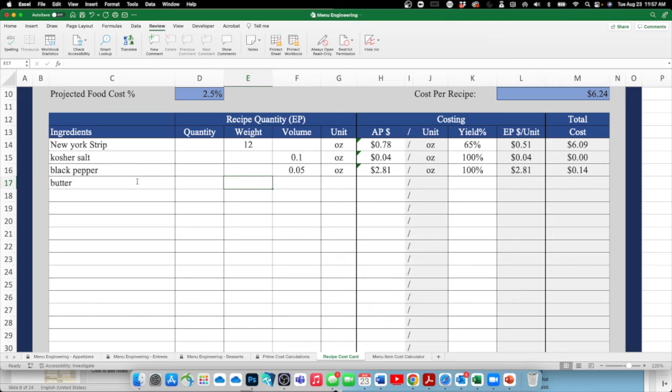We use, let's say, by the way, I don't know if you noticed this or not. This ounce should actually be fluid ounce. Same with this one. Because it's a volume, not a weight. Now, these numbers are not accurate, by the way. I would never use 0.1 of a fluid ounce of kosher salt. I would never use 0.05 fluid ounce of black pepper. This is just for demonstration purposes only.